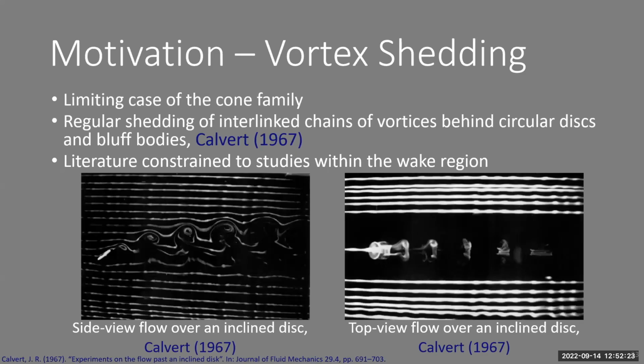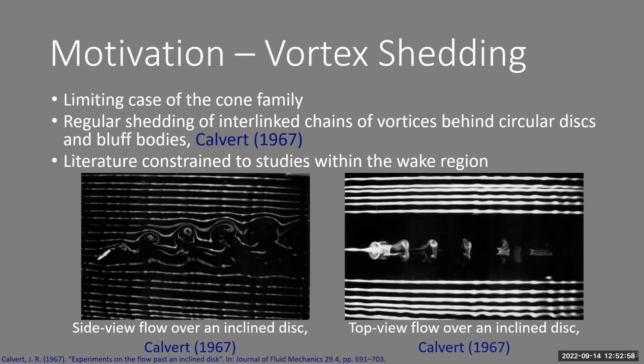So moving on to flows over disks. This is a natural continuation of the work over cones. It's a limiting case. So let's talk about some of the well-studied characteristics of flows over circular disks. It's well known that the wake regions consist of interlinked chains of irregular vortices that are shedding off of circular disks that are either at zero incidence, which corresponds to normal flow, or inclined disks. A nice way to visualize this was done by Calvert with a streakline visualization technique.